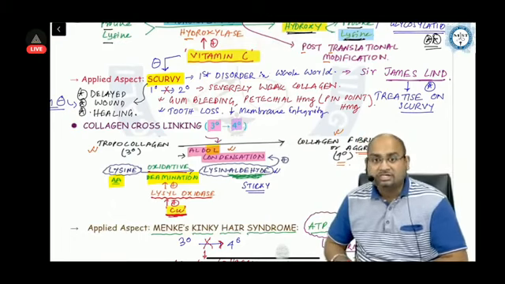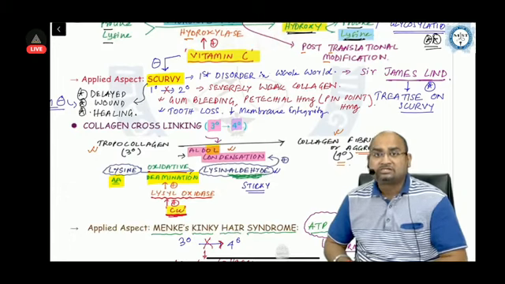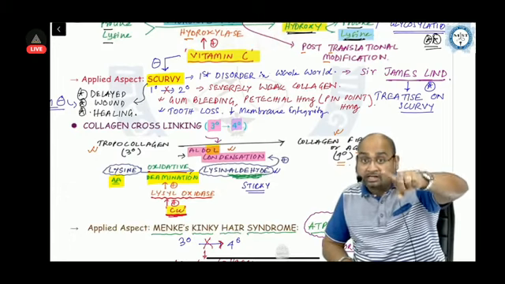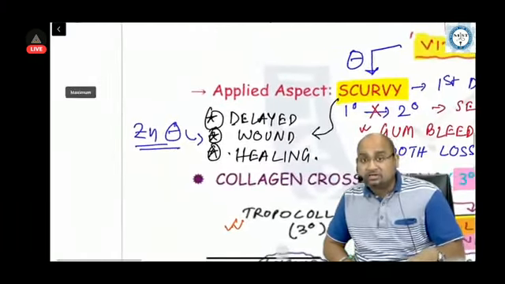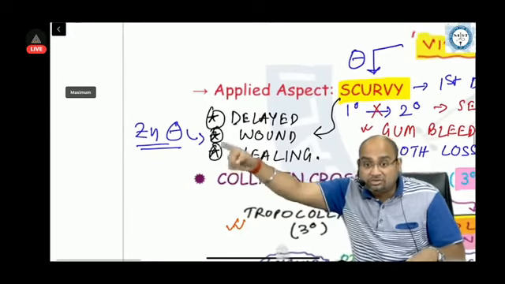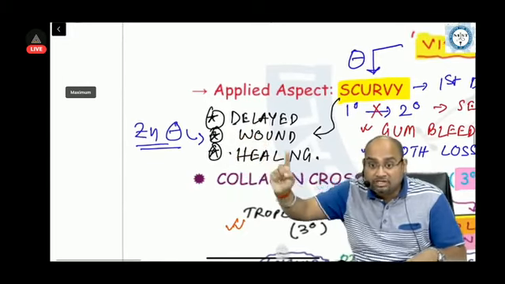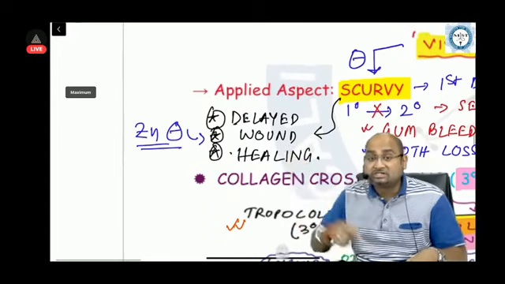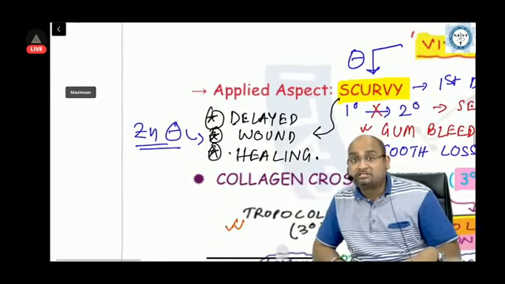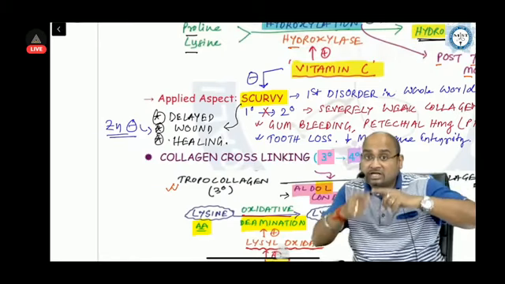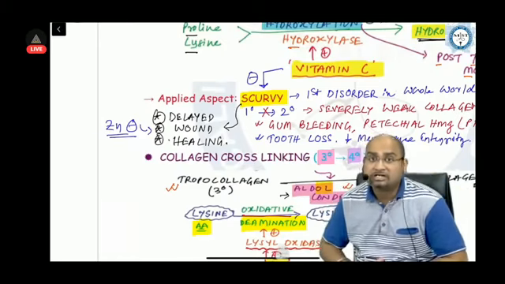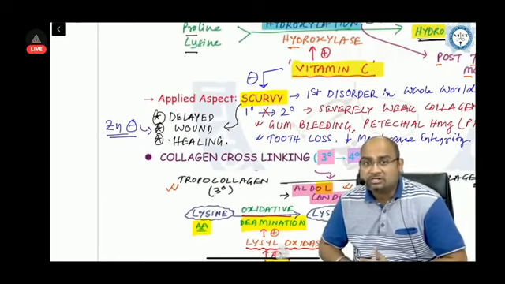So a question comes: delayed wound healing is associated with vitamin C. However, another mineral that is also associated with delayed wound healing, the answer is zinc. Please try to understand. Zinc deficiency can also cause delayed wound healing. Zinc deficiency causes acrodermatitis enteropathica, where we have dermatitis as well as GI tract problems, and there is also diarrhea. So please try to understand.